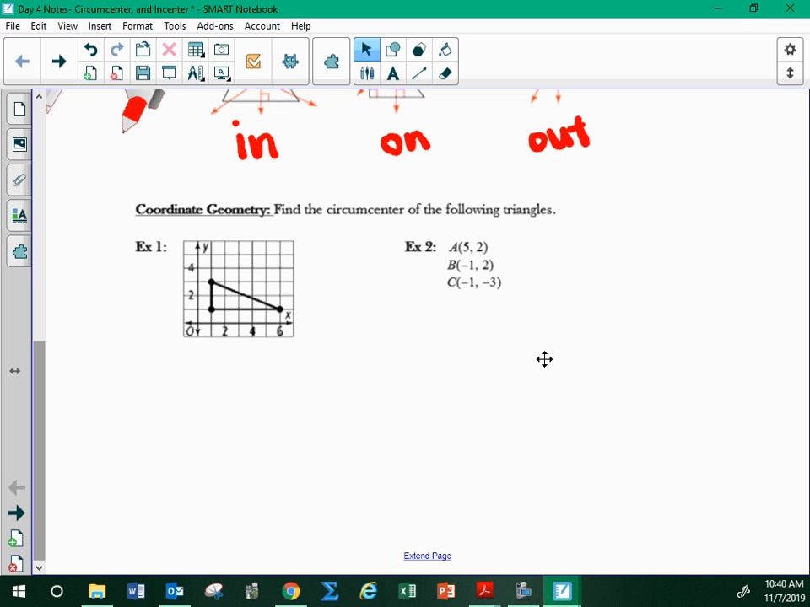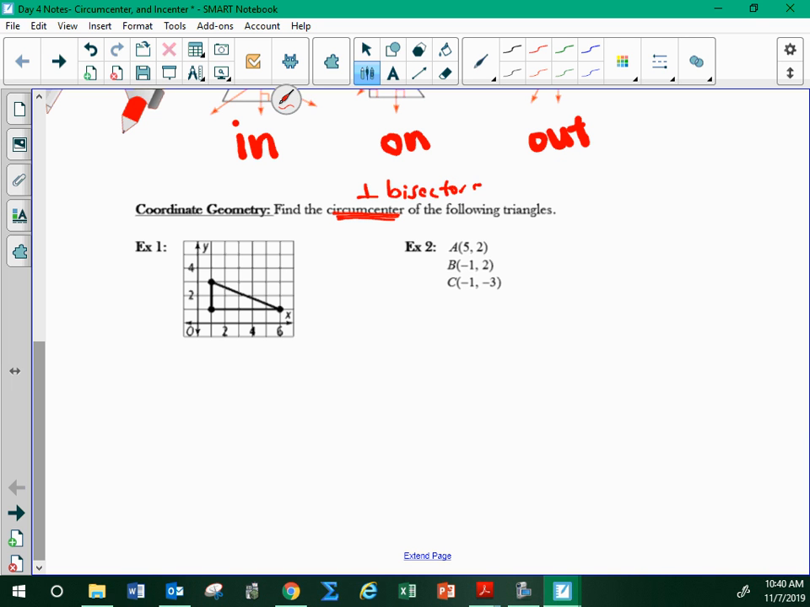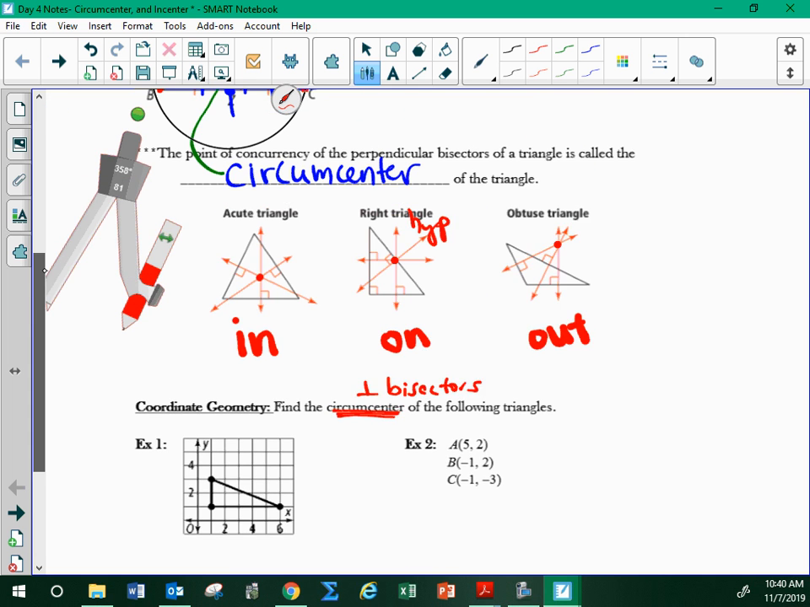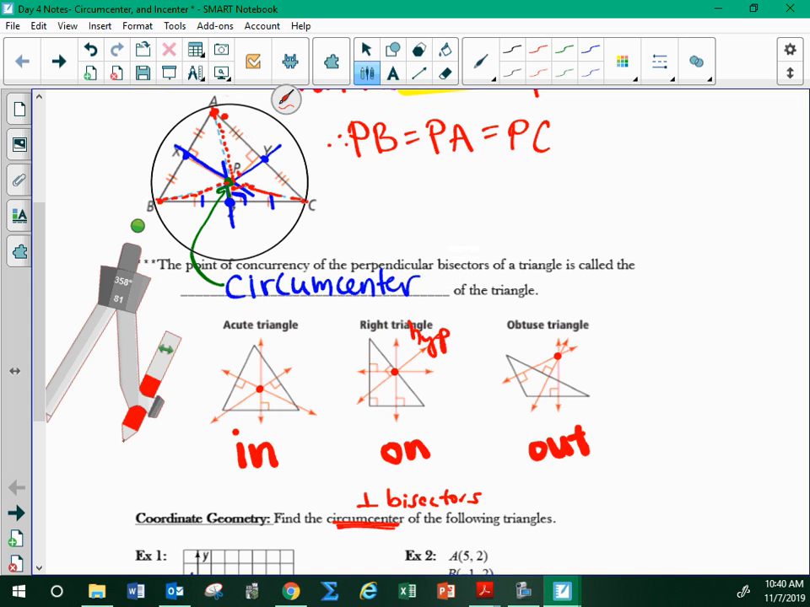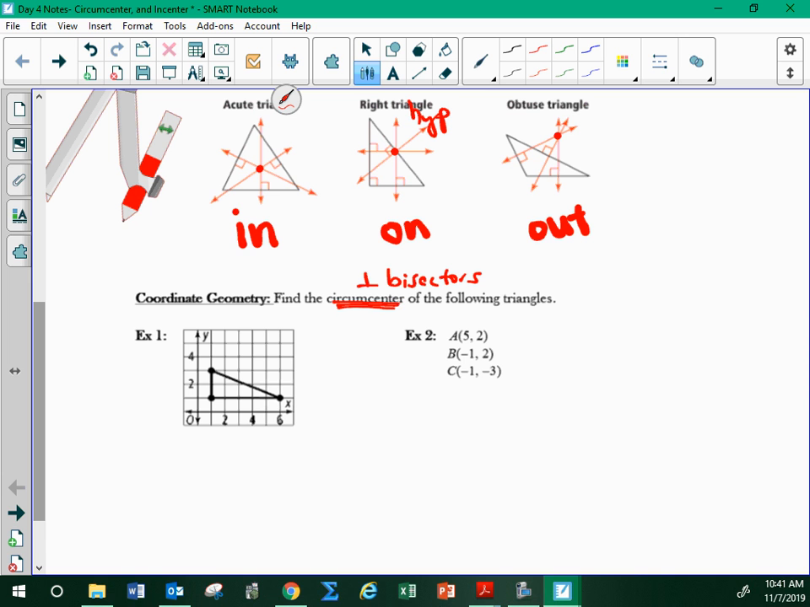So coordinate geometry is just when we have our geometry on a coordinate plane. And it says find the circumcenter of the following triangles. Just a reminder, circumcenter comes from perpendicular bisectors. Okay, so example 1, they've conveniently given us the picture, but it's on a coordinate plane. Now, our circumcenter is where all 3 perpendicular bisectors meet up, right? But when I'm trying to find the intersection, I really only need 2 of them because 2 lines will intersect at that point. The third one will just also go there. So we don't have to actually find the perpendicular bisector for all 3 sides. We just need 2 of them and then find where they intersect.